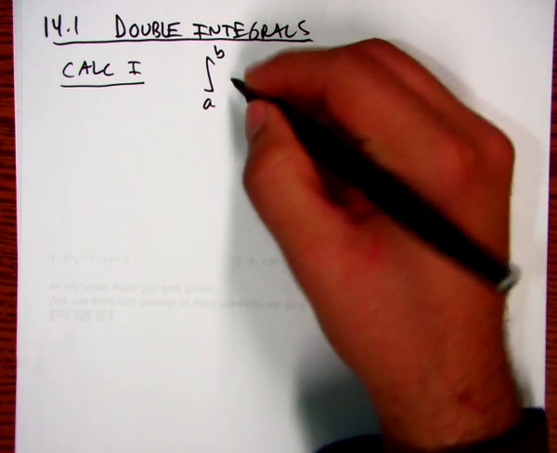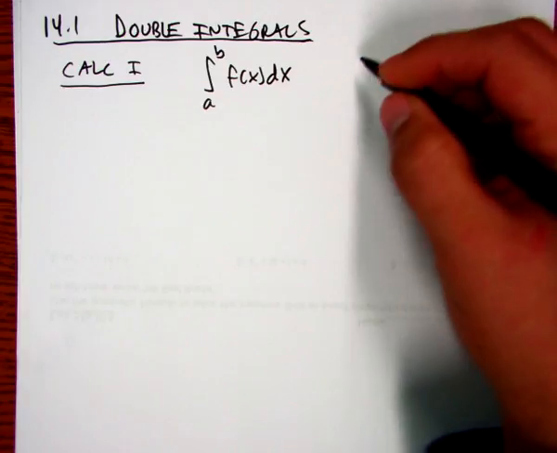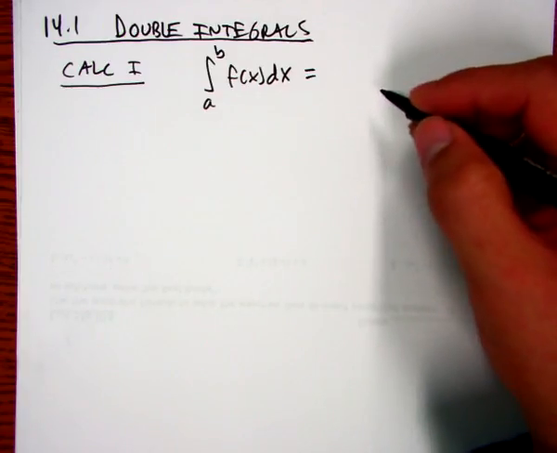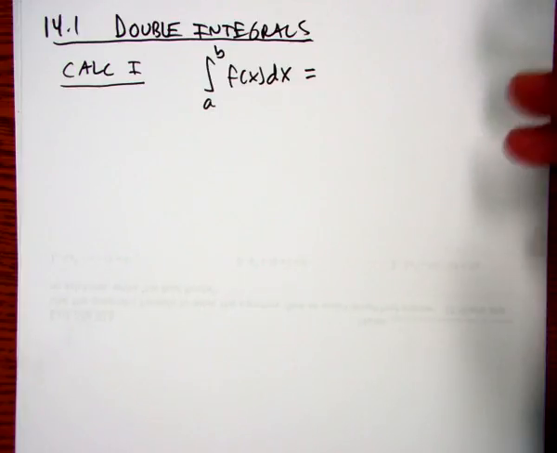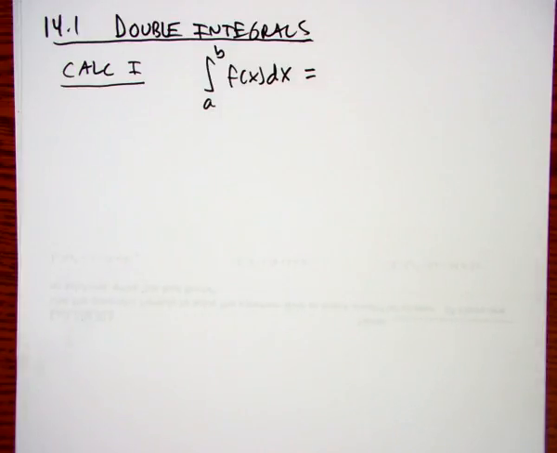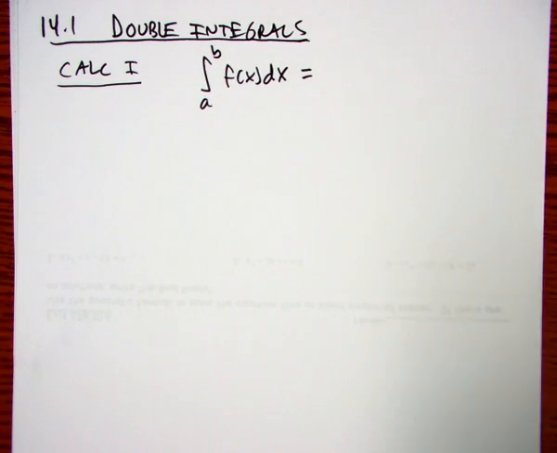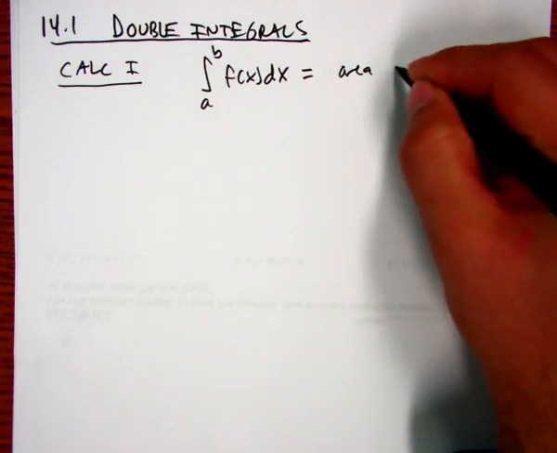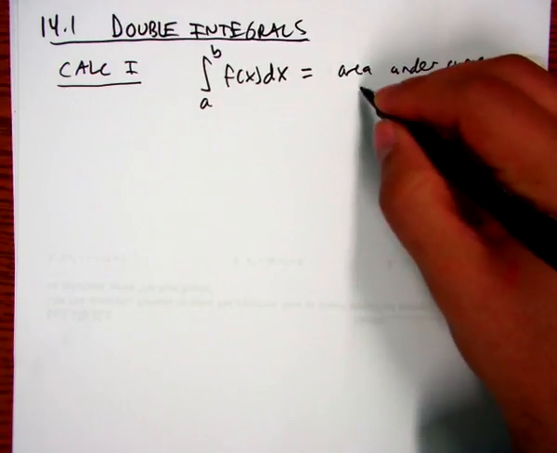The definite integral from a to b of f of x dx. I think we all remember what it represented. Okay, yeah, you're thinking fundamental theorem. What does it represent, big picture? Area under a curve. Okay, so area under the curve from a to b.